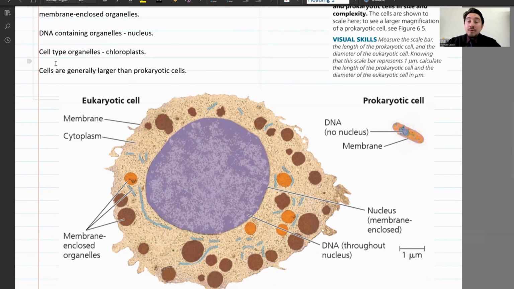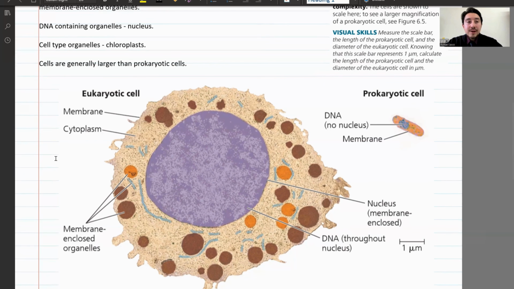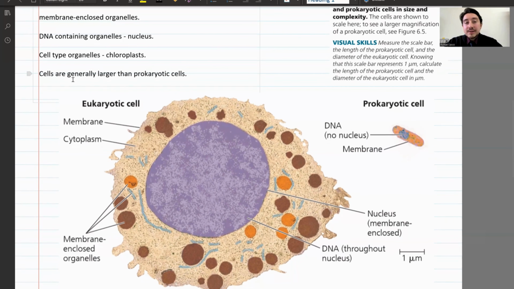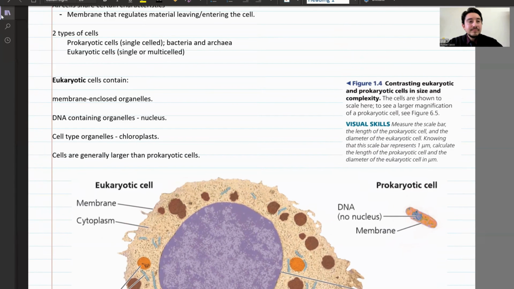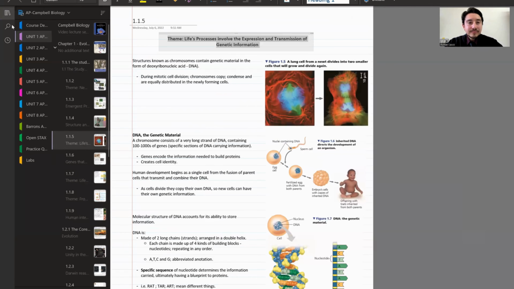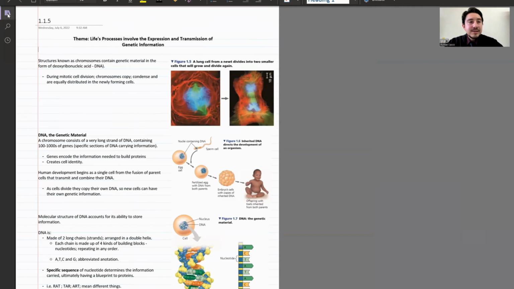There are many types of organelles. These small little globular structures that you see are organelles, and many of them have their own membrane. Examples of organelles are the chloroplast, the endoplasmic reticulum, and mitochondria, and many more that we're going to describe. And eukaryotic cells are generally larger than prokaryotic cells, as you see here in this micrograph. Okay, let's continue.